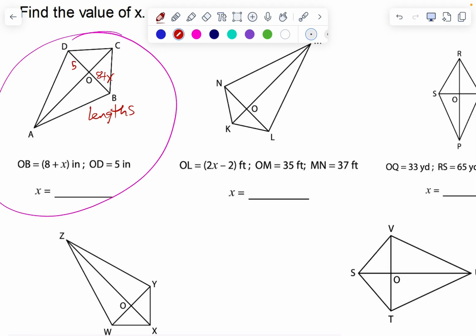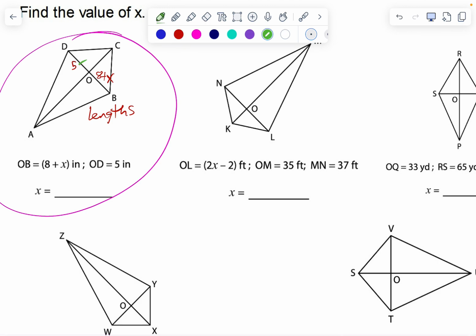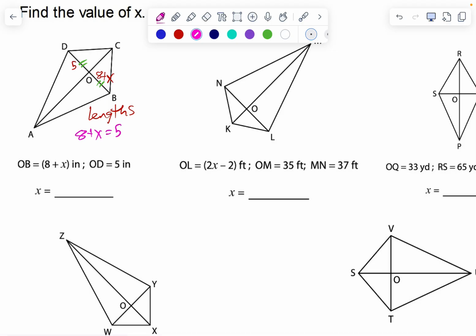It's a kite, like we know that. Later on, we'll need to also identify what shape it is, but right now this is all we know. So it's a kite. What property out of the 5 do we need? Yeah, the second one that said that the short diagonal is bisected, right? Meaning that these two, BO and DO, are congruent. So how do we set up our equation then? 8 plus x equals 5. Yeah. Way shorter than the last one.